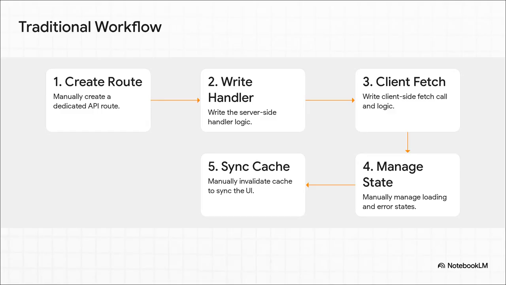And here it is, the old familiar 5-step dance. First, you create an API route. Then you write the server handler. Then you jump over to the client to write the fetch logic. Then you've got to manually handle loading and error states. And finally, you have to remember to invalidate the cache to keep the UI in sync.